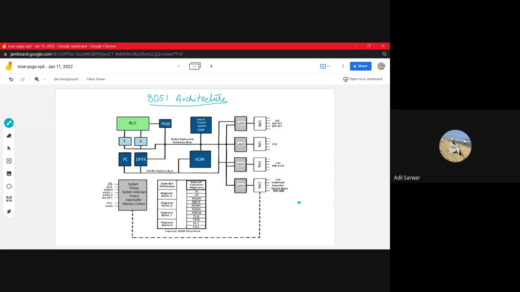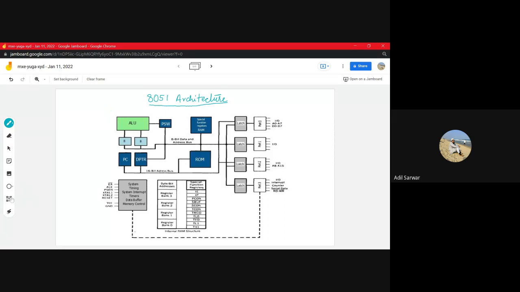Okay, so welcome you all to this lecture, and we would be discussing 8051 microcontroller architecture. On the screen, you could see that I have shown the architecture in a brief block diagram form of 8051. It could be divided into three parts.